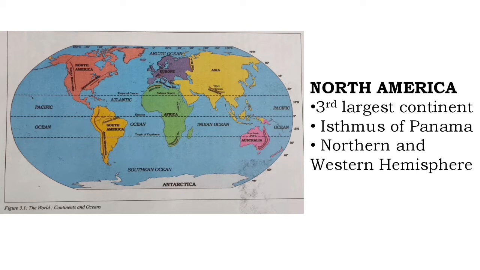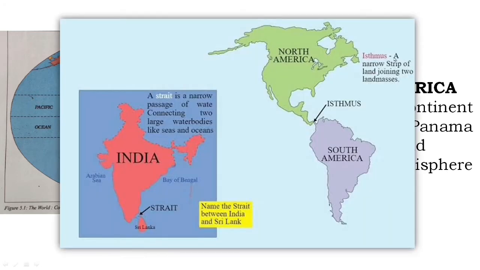Next, we have North America. North America is the 3rd largest continent of the world and is linked to South America by a very narrow strip of land called the Isthmus of Panama. Here, what is isthmus? Isthmus, a narrow strip of land joining 2 land masses. We have North America here, South America, 2 land masses joined by a very narrow strip of land that is called isthmus.